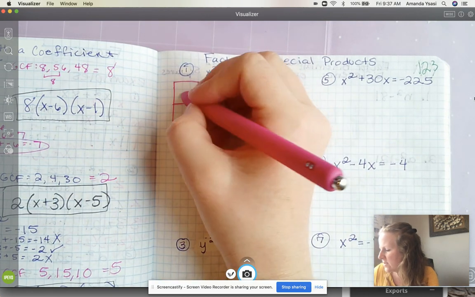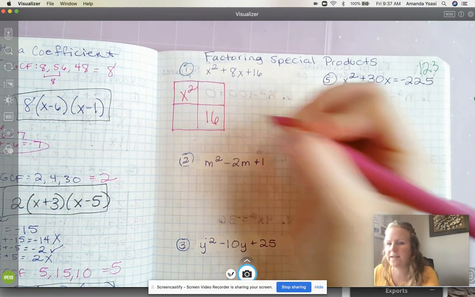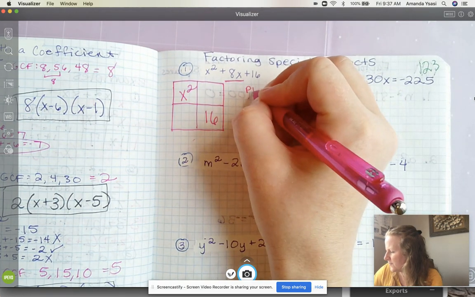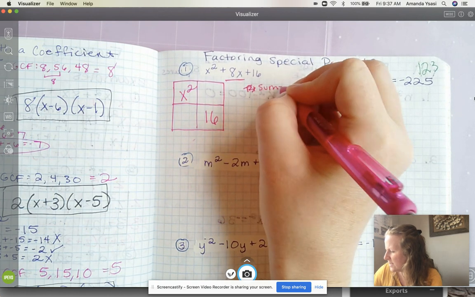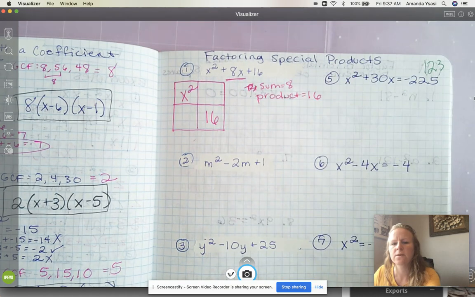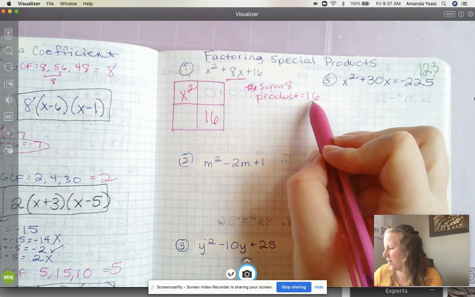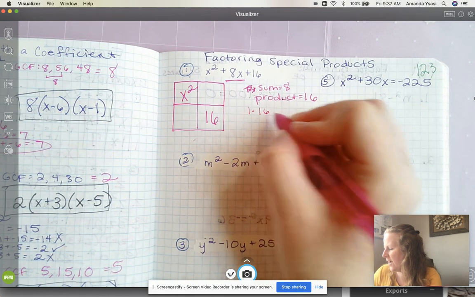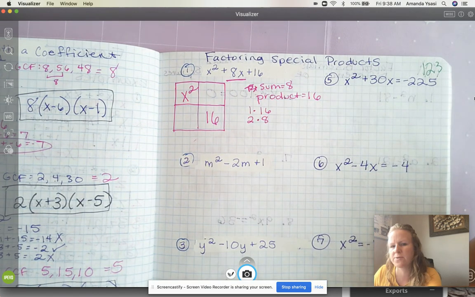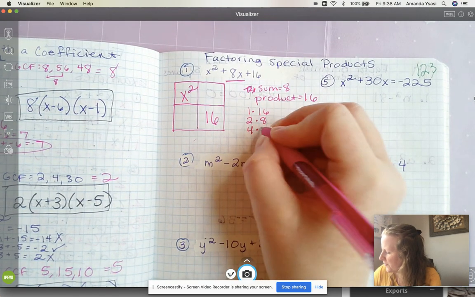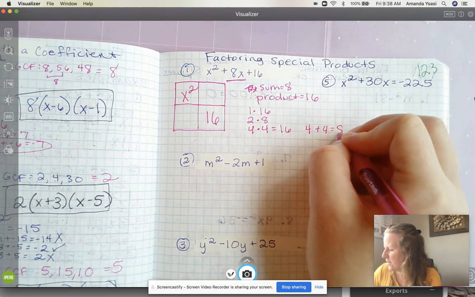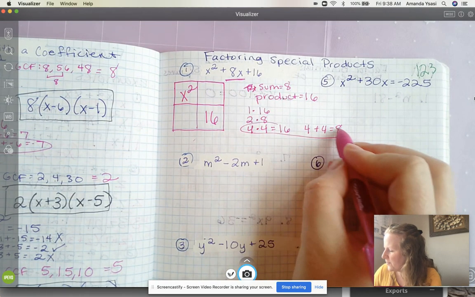And we have x squared here and a positive 16 here. So then we need to look at a product of 16 that gives us a sum of 8. So a product of 16 would be 1 times 16. If I add those, that's 17. 2 times 8, add those, and I get 10. 4 times 4 is 16. If I add those, it equals 8. So that's my answer, or that's my factor.